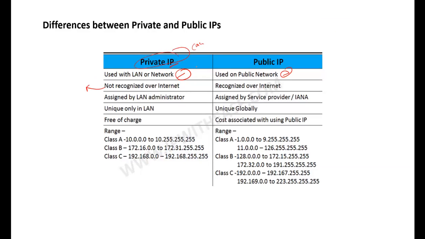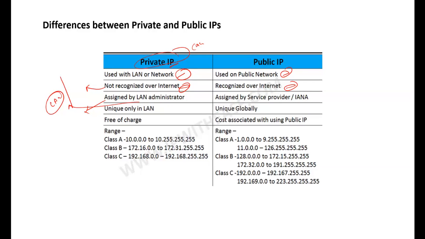When you try to access google.com, our private IP is hidden behind the public IP address, right? Why? Because private IPs are not recognized over the internet, and public IPs can be recognized over the internet. Here we need to remember that the private IPs inside the network are assigned by the network administrator or LAN administrator. In the older days, a LAN administrator or network administrator would log into our computers and provide IP addresses to us.